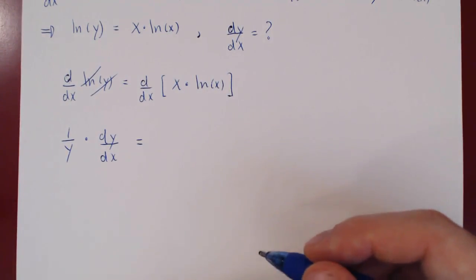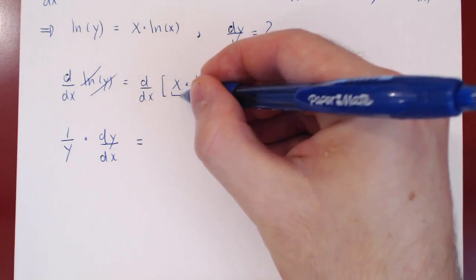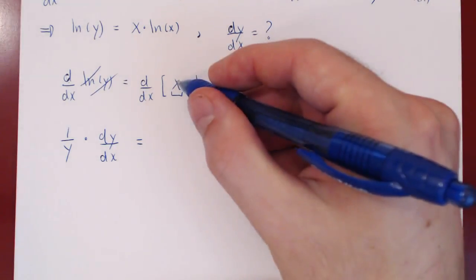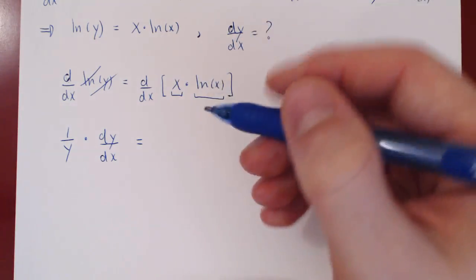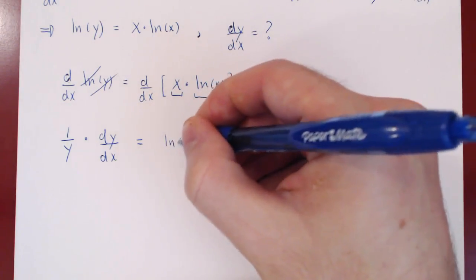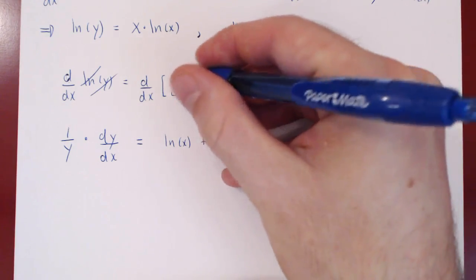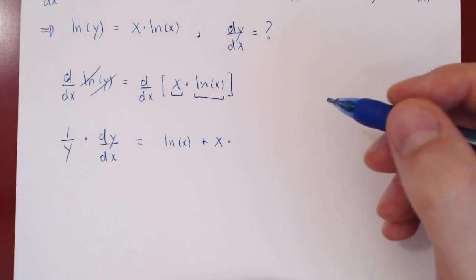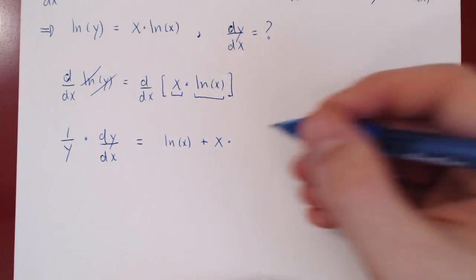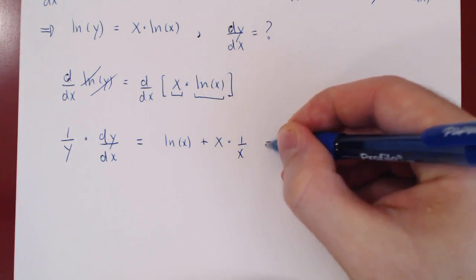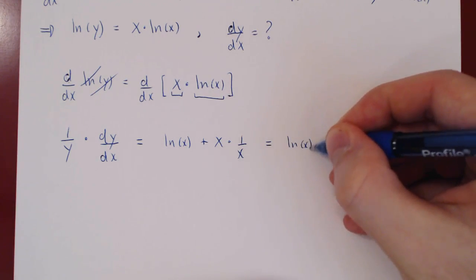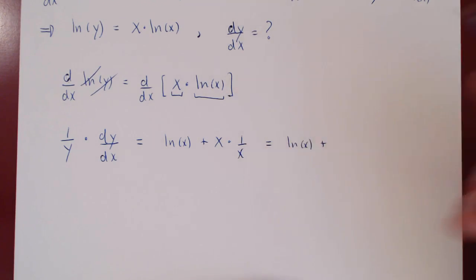Now the right-hand side. Well, here we have a simple product between x and ln of x, and so we use the product rule. Derivative of the first function is 1 times ln of x plus the first function x times the derivative of ln of x, the second function, but the derivative of ln of x is 1 over x, and we can simplify a little bit. Ln of x stays ln of x, plus, well, x times 1 over x is just 1, so we have ln of x plus 1.